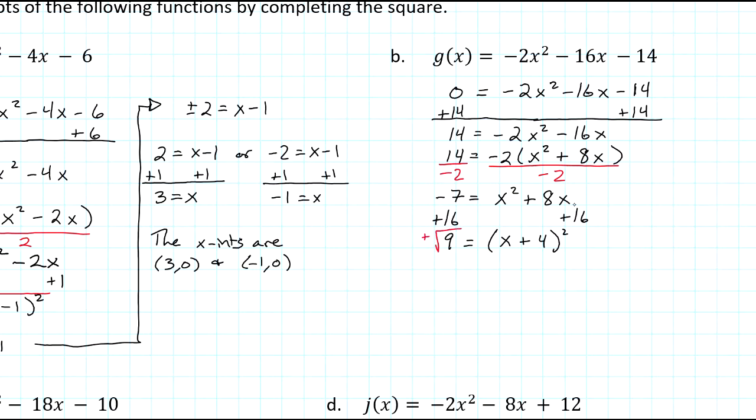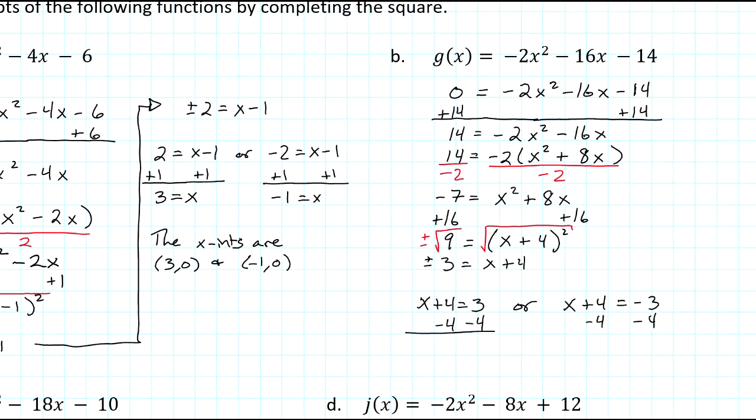Now we can take the square root of both sides to cancel out the square. And we'll get a plus or minus 3 equals x plus 4. So we can break this into two equations. x plus 4 equals 3, or x plus 4 equals negative 3. Subtract 4 from both sides of both equations. And we will get x equals negative 1, or x equals negative 7.